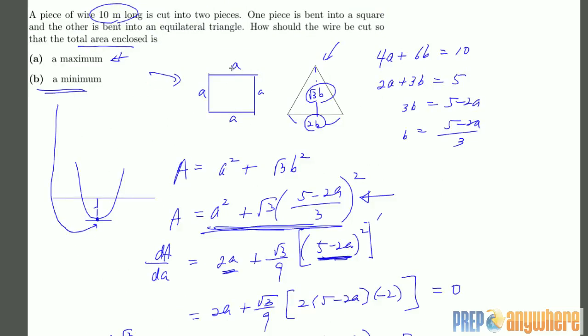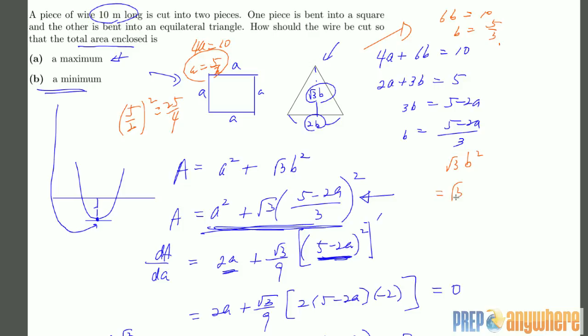If you use all square, basically 4a will be 10, right? So then a will be 5 over 2. So you do 5 over 2 squared, which is 25 over 4. And you also try, okay, what about if it was 6b is equal to 10, so you get b is equal to 5 over 3, right? The area of this is root 3 b squared, so root 3 times 5 over 3 squared, so that's 25 root 3 over 9. So which one's bigger?